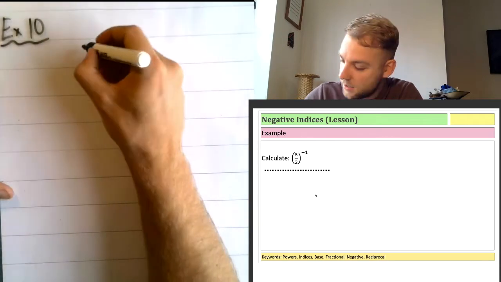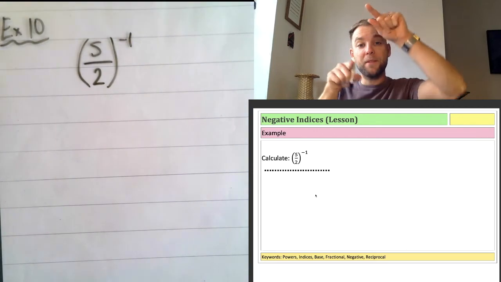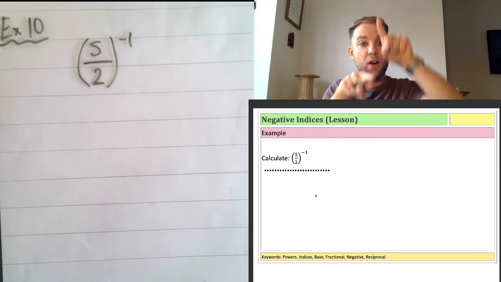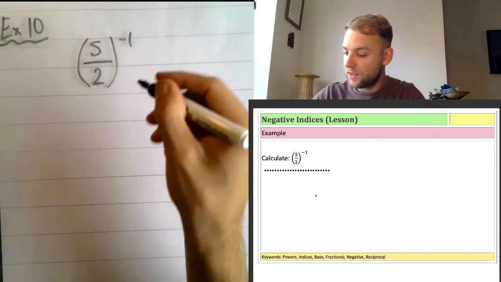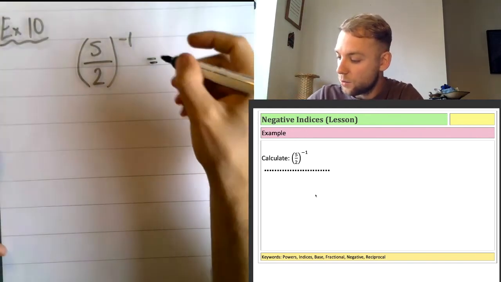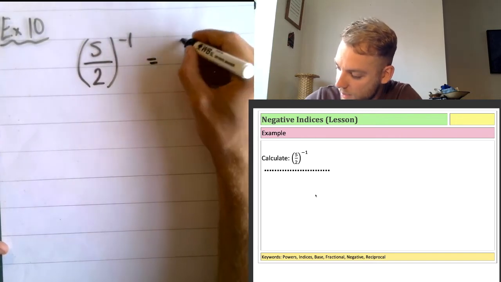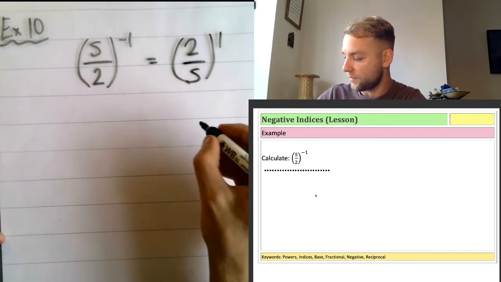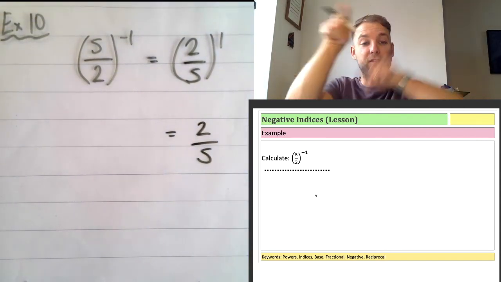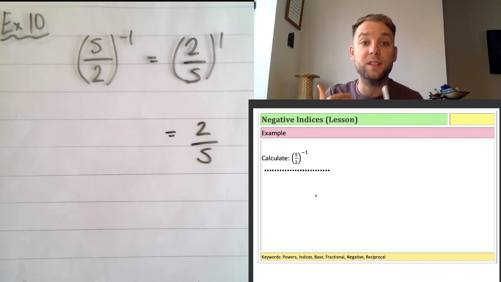And it says 5 over 2 to the power of -1. Now remember that negative means the reciprocal, and the reciprocal of a fraction means you just flip it. So negative means I flip it. So it's going to be 2 over 5 to the power of 1, and 2 over 5 to the power of 1 is just the same as 2 over 5. So the negative means I flip it, then I do to the power of 1, which is just 2 over 5. It's very similar, it's just not saying the reciprocal.